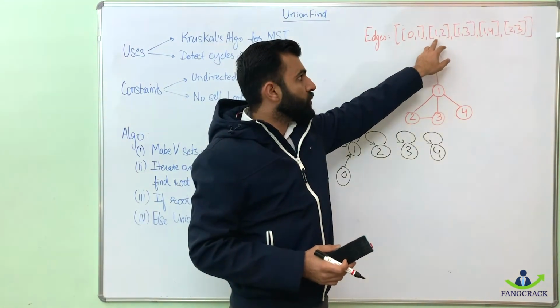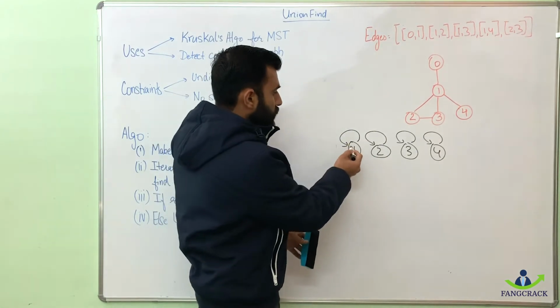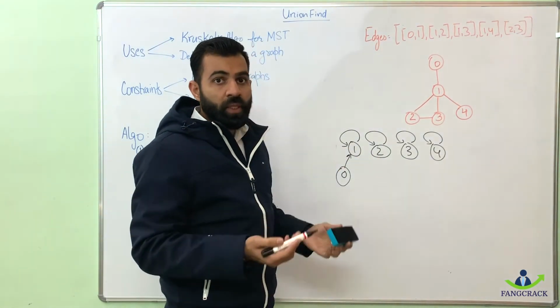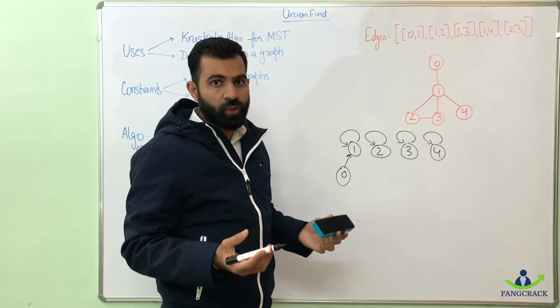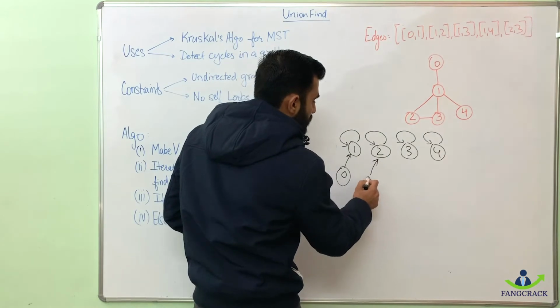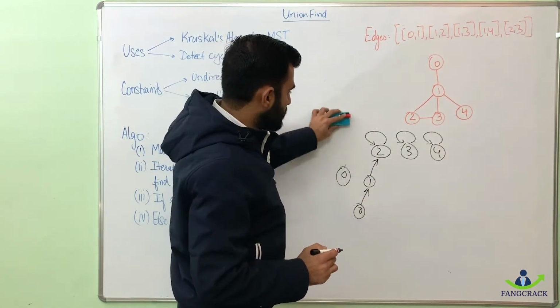The second edge has two vertices, 1 and 2. We find what is 1's parent. Well, 1's parent is 1 itself, as we know already, and 2's parent is 2 itself. Then are they the same? No. Then what do we do? We unionize them. So now 1 points to 2 and 0 was already pointing to 1.